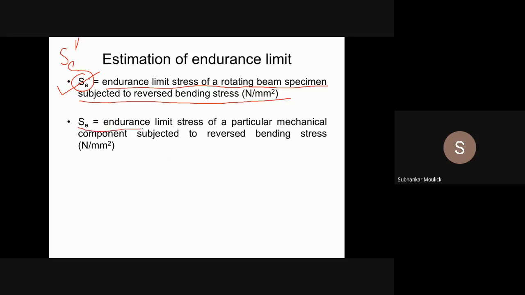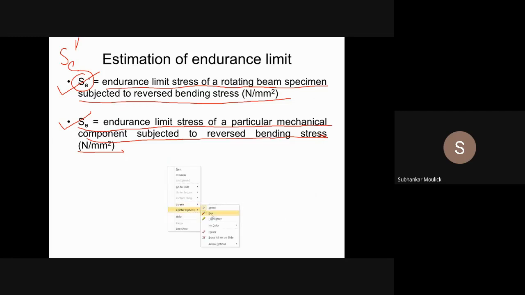SE is the endurance limit stress of a particular mechanical component subjected to reversed bending stress. SE is the endurance limit value of any mechanical component. And what is SE dash? SE dash is the endurance limit value of a rotating beam specimen, which we find out from that rotating beam fatigue testing machine.